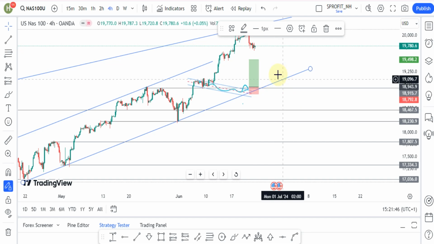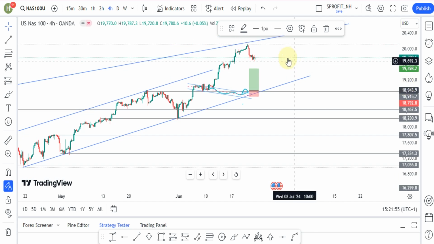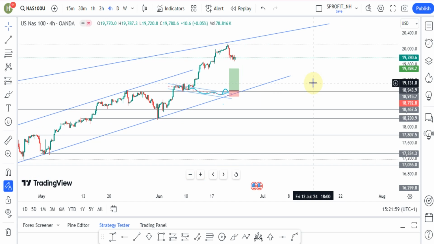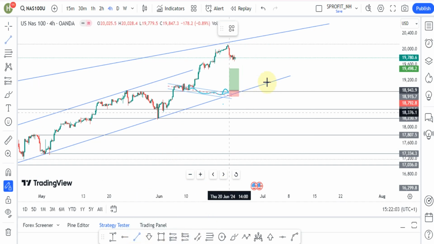Then if it does break below this area down here, then we'll be expecting to go bearish in this NASDAQ market. But for now, we might be looking for a few sell entries probably before the market continues to give us that bullish momentum.